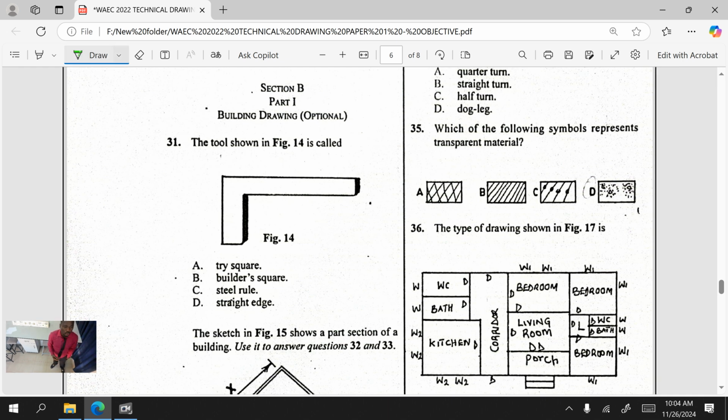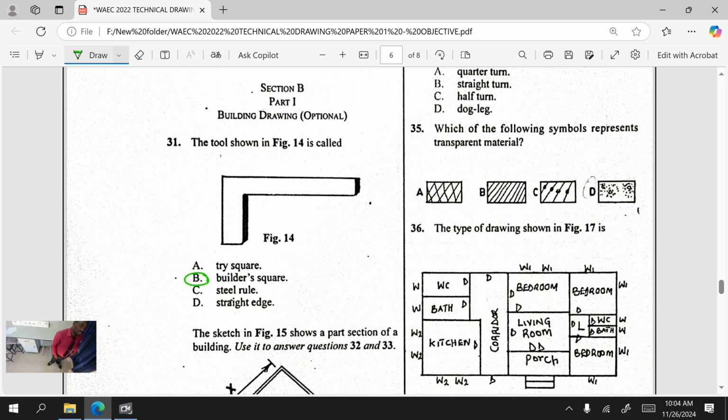So 31, the tool shown in figure 14 is called what? Please, this is very technical, between tri-square and builder square. If you look at steel rule and straight edge, it's also almost the same thing. So they want to test your knowledge if you know the distinction between these tools. So here, the answer is B, builder square.